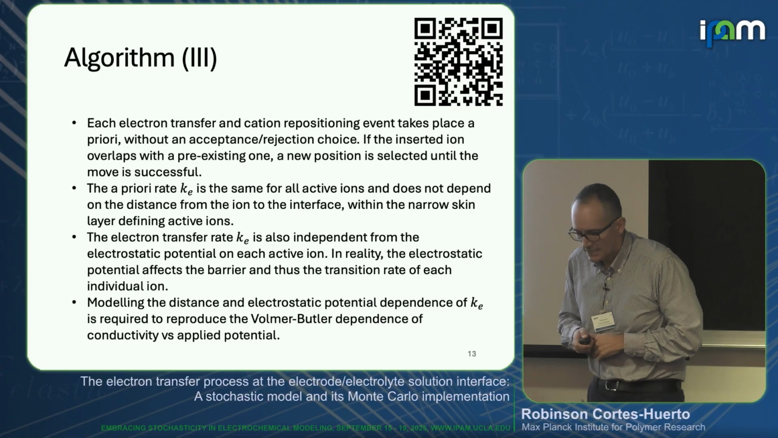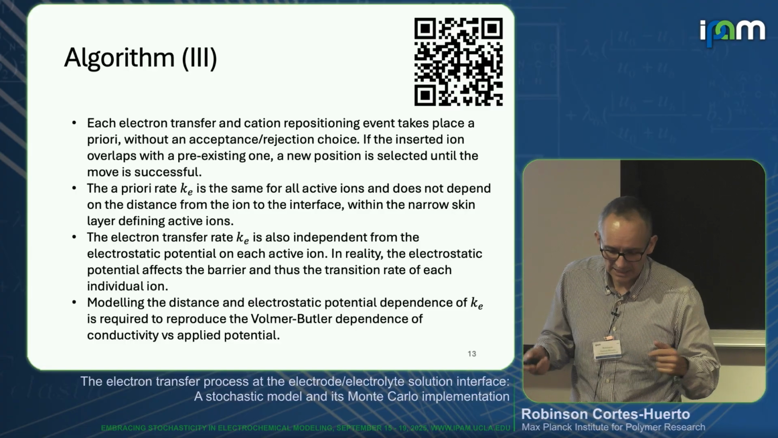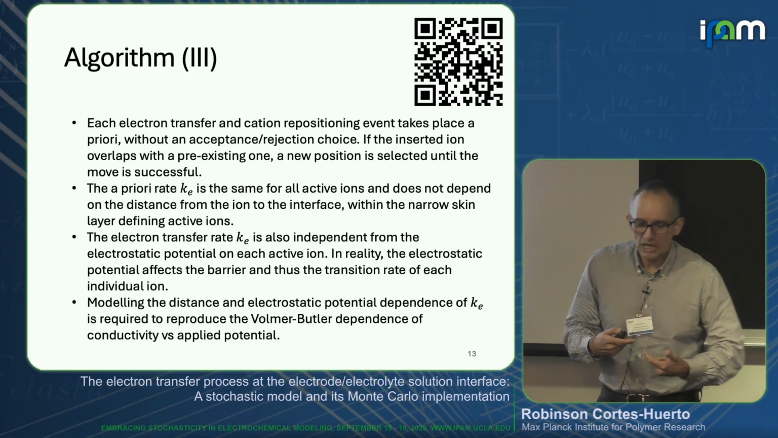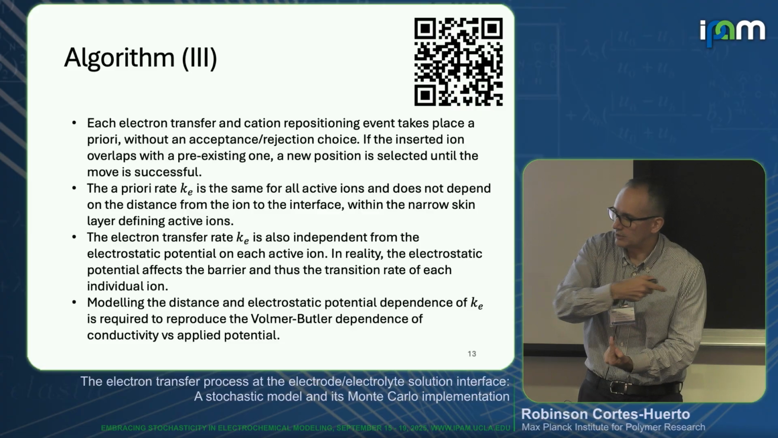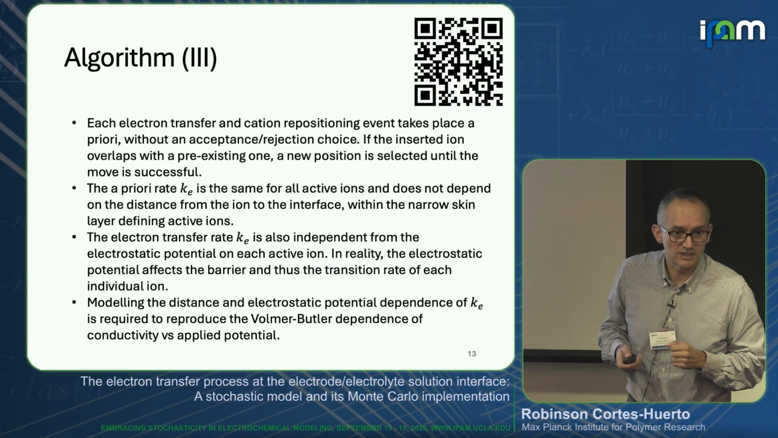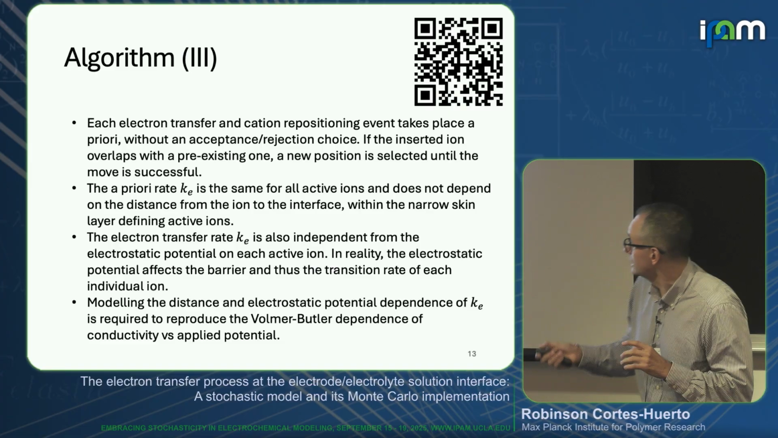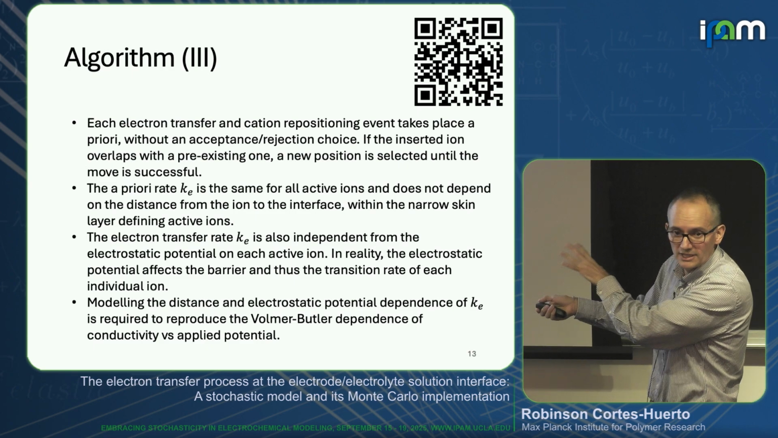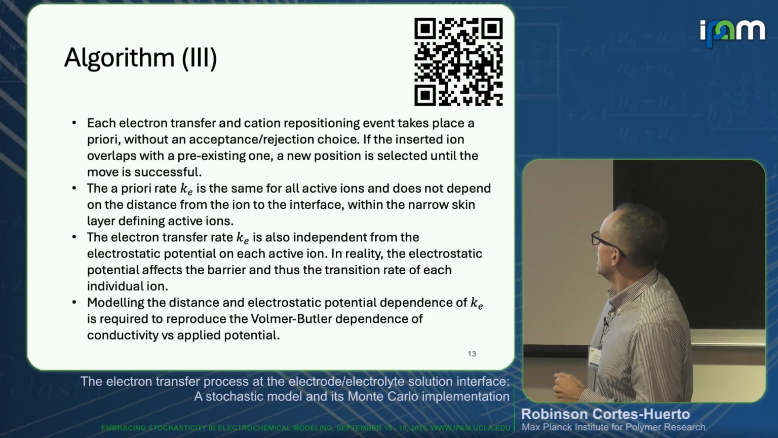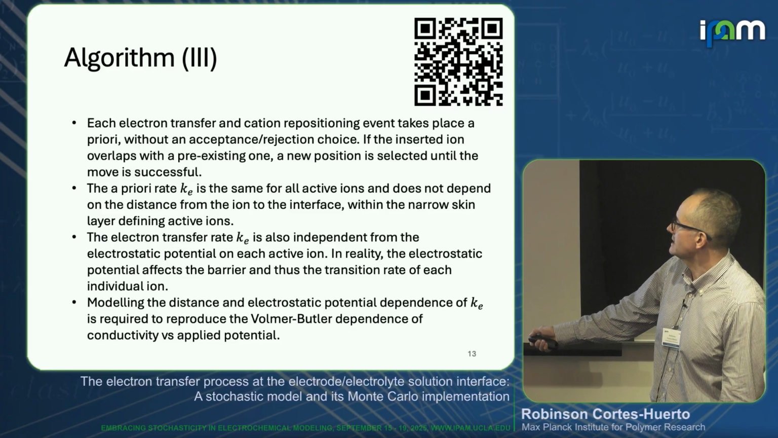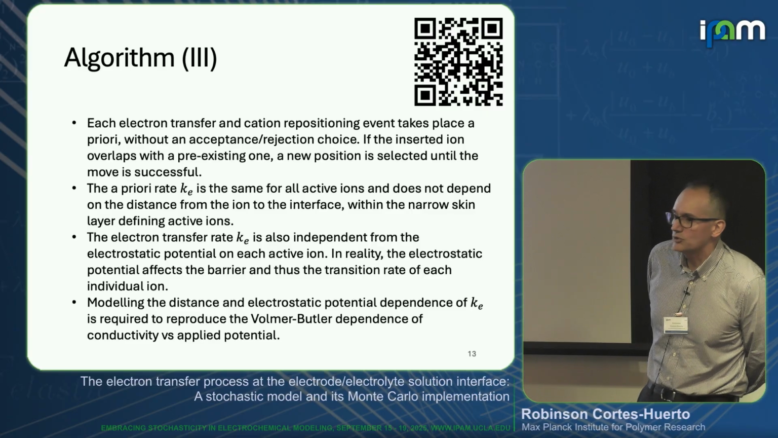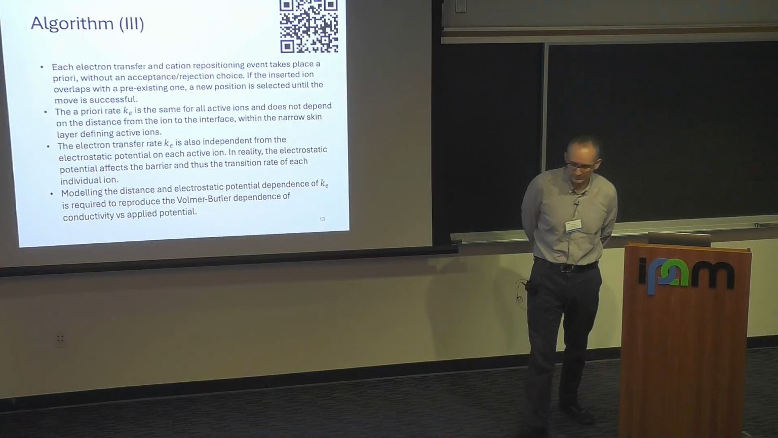Also, this electron transfer rate is independent of the electrostatic potential. You have a reorganization of cations close to the electrode. For every cation, you will have an electric field produced by all the atoms around. Of course, this electron transfer rate should depend on this electric field, and this dependence we have not included in this model as it is now. We will see an example of what happens if we do. Indeed, including this distance and electrostatic potential dependence on the electron transfer rate is required to reproduce the Butler-Volmer condition.